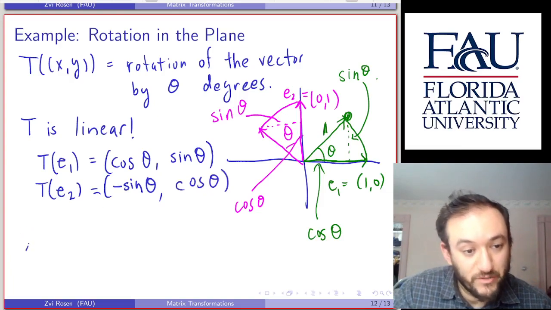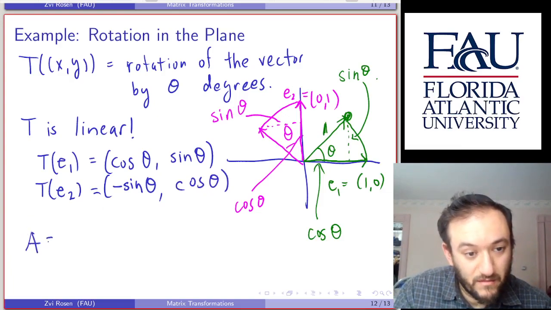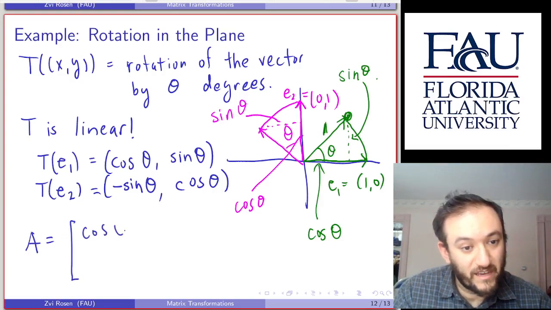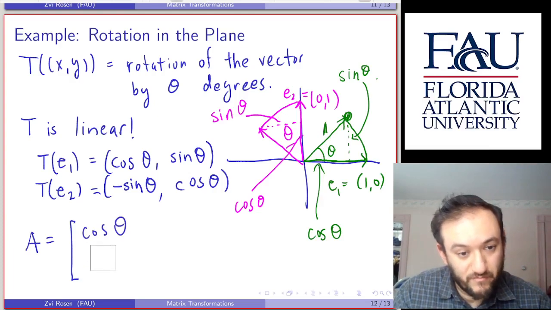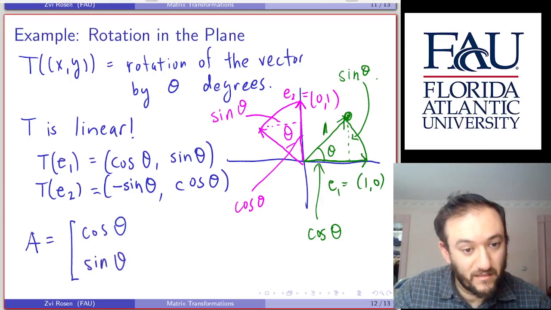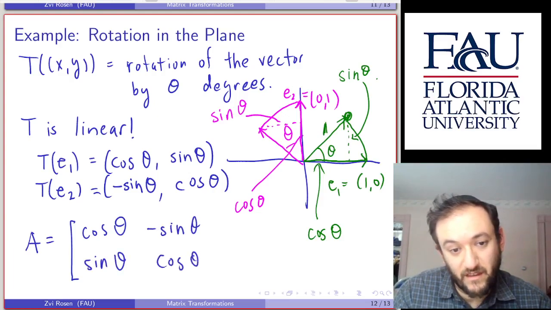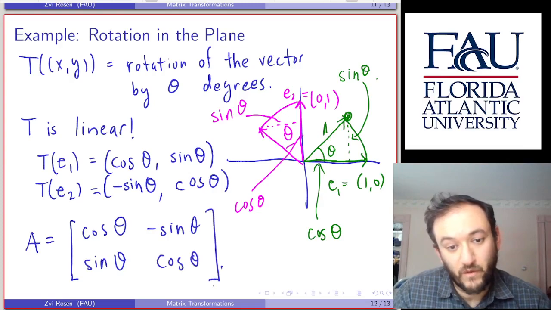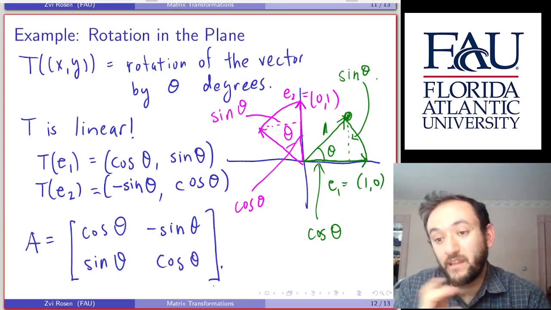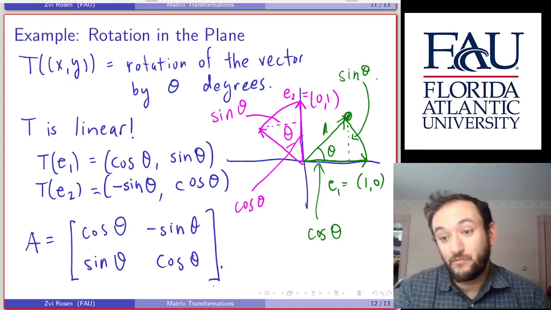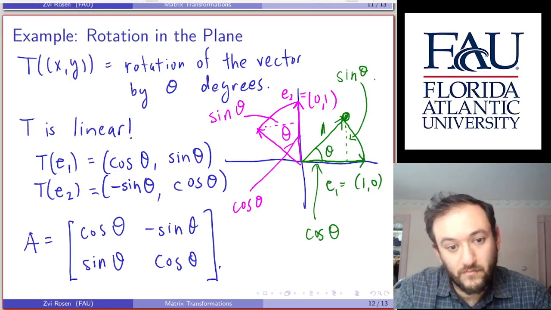So that means our matrix A is cosine theta, sine theta, minus sine theta, cosine theta. Okay, and if you want to know how you could rotate a vector by theta through the plane, this is how you do it.